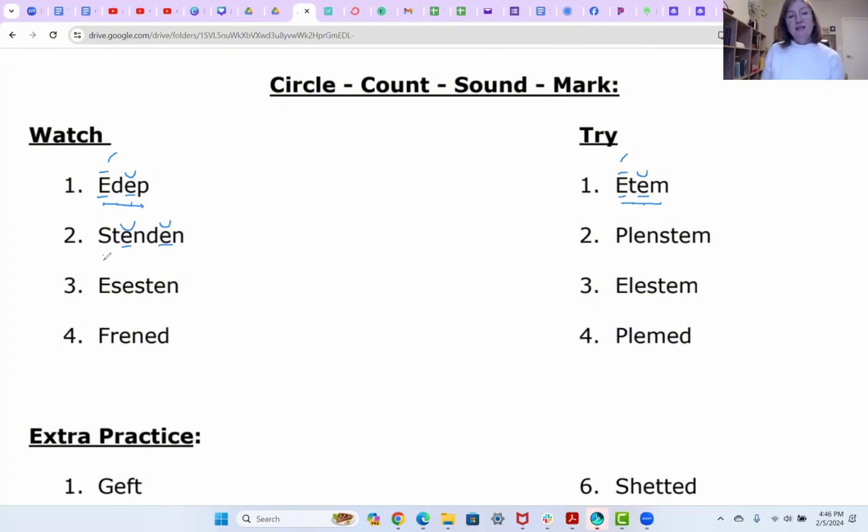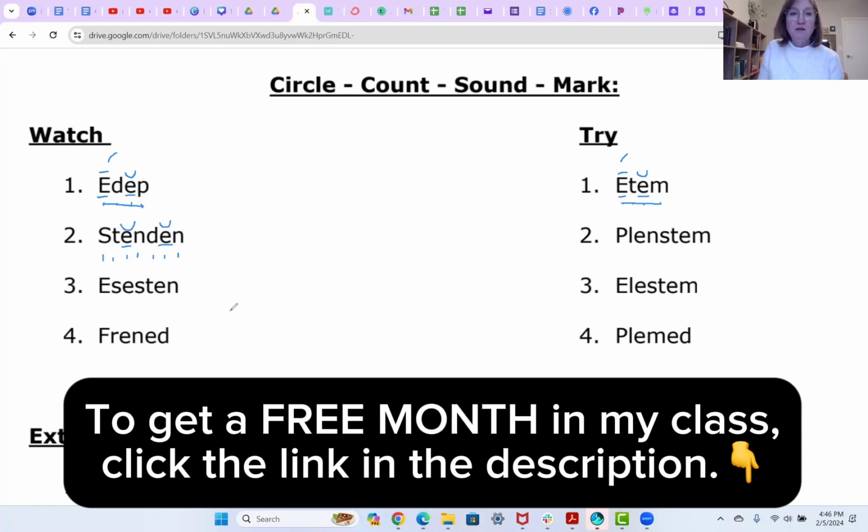So the sounds are s, t, n, d, n. When you're pronouncing those N's, make sure that your tongue stays to the top of your mouth. So when I blend those sounds together, it's stenden. Stenden. Accent right here. Stenden. Okay, let's try yours.